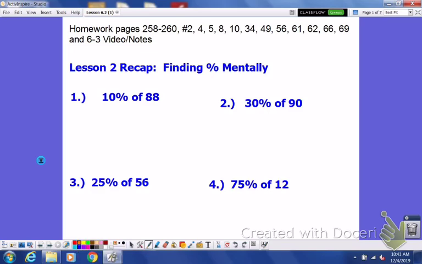So first off, at the top of the board there is your homework for tonight. You see your book problems and your 6-3 video notes. So make sure you get both of those done. They are already posted on Classroom. They're posted on the sideboard. So no excuses, make sure they're done.